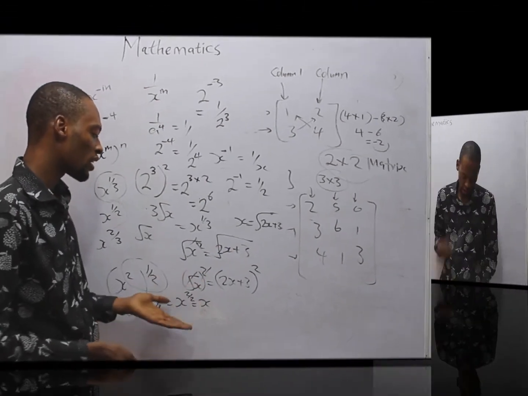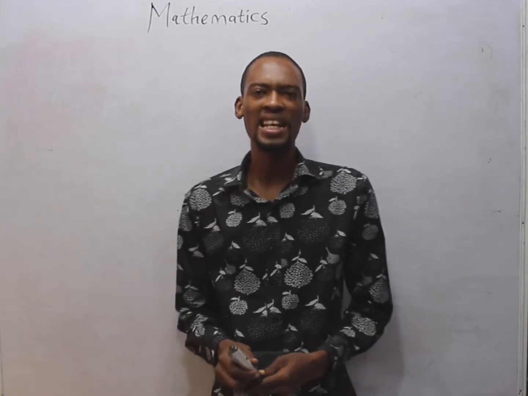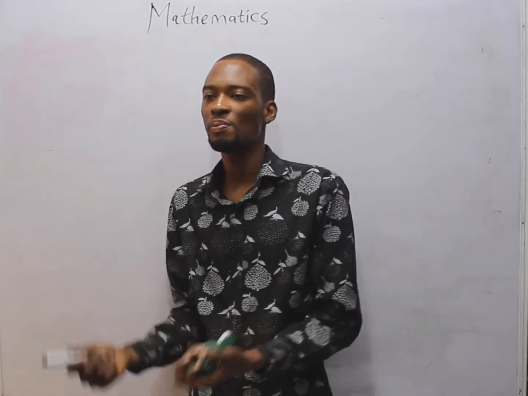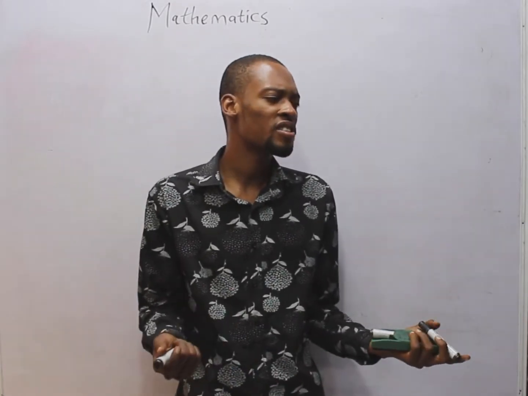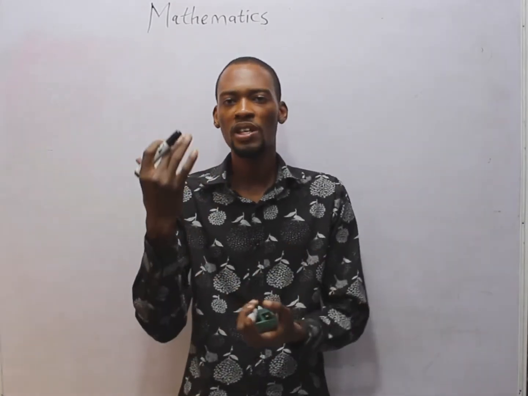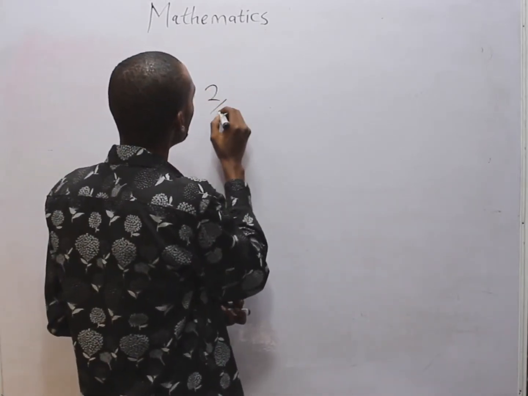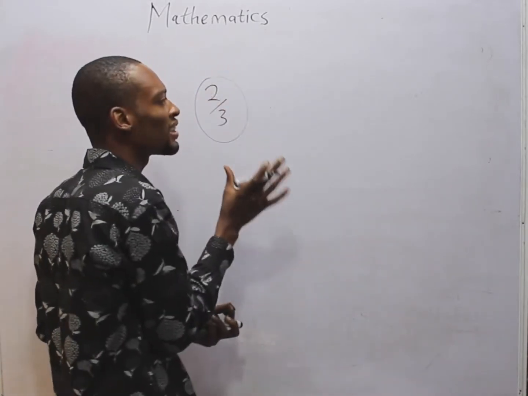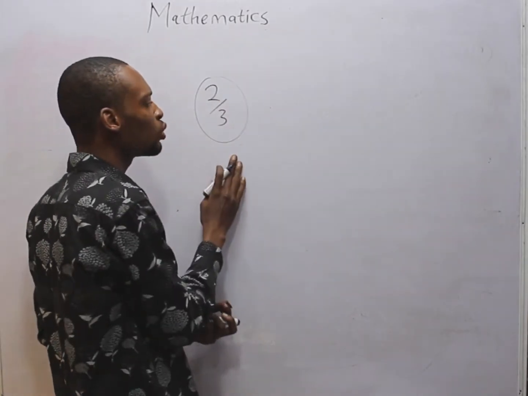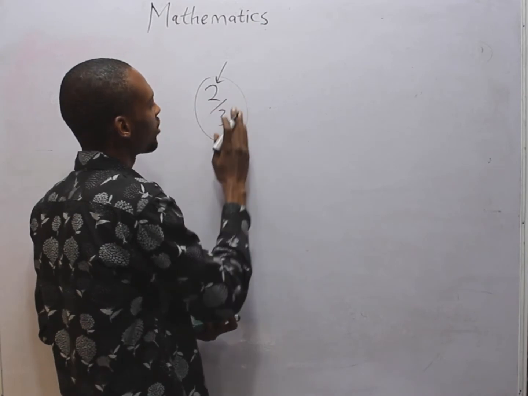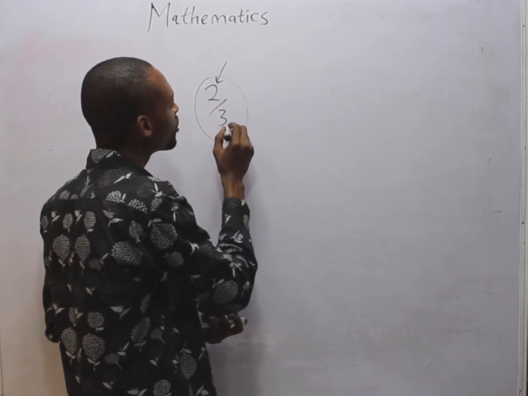Okay, let's see fractions, decimals, and percentages. Fractions are numbers that have a numerator and a denominator. If I say 2 over 3, this number has the upper part and the lower part. So this here is the numerator, and here is the denominator, which is the lower part.